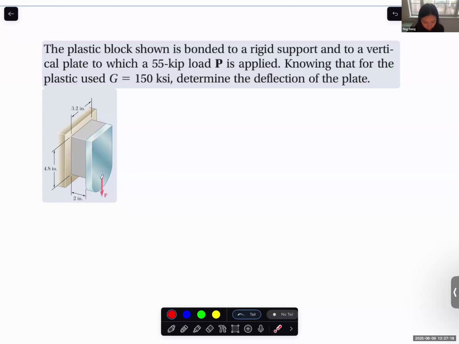So of course, when this force is applied like this, it's a shear force for this plastic block, right? And it will generate shear stress and shear strain. Shear modulus is given as 150 ksi. Determine the deflection of the plate. So it's basically how much this plate will move downward. How to calculate the deflection of the plate?